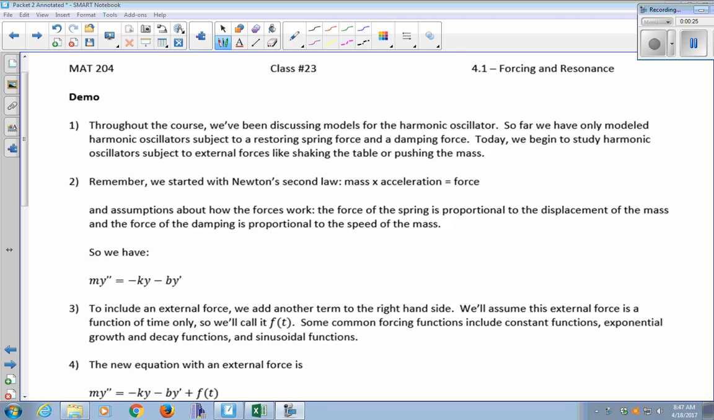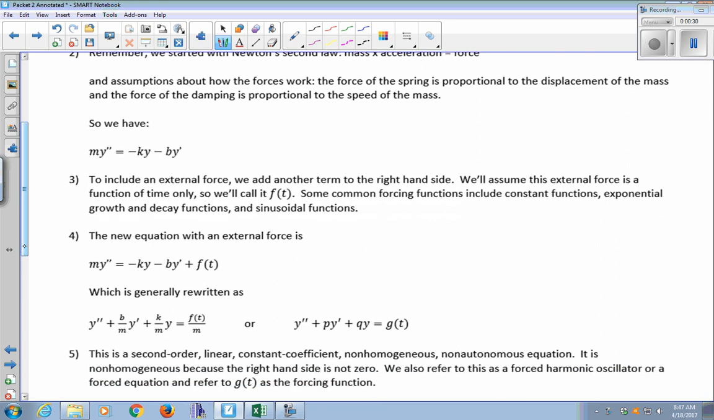So remember, we started with Newton's second law, mass times acceleration equals force. And some assumptions about how the forces work: that the force of the spring is proportional to the displacement, right? The further away from center you pull it, the harder the spring pulls it back. And the damping force is proportional to the speed of the mass, because damping is typically friction, so the faster it's moving, the more friction there is. So we came up with this equation based on those assumptions: m y double prime is equal to negative k y minus b y prime. This is proportional to displacement, proportional to velocity.